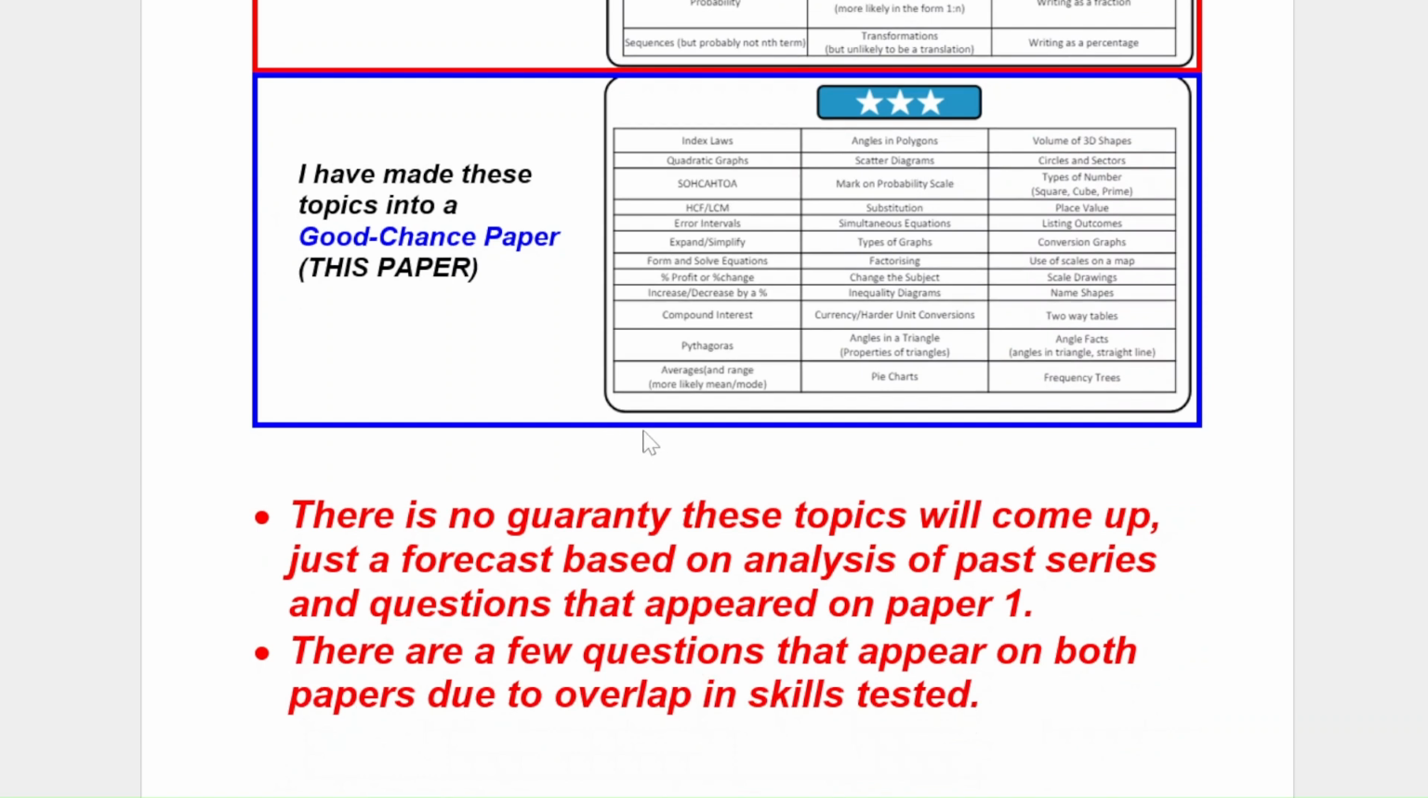There's no guarantee that these topics will come up. It's just a forecast based on the analysis of past exam questions and the questions that appeared on paper 1. There are a few questions that may overlap. This is due to an overlap in the skills that they test.